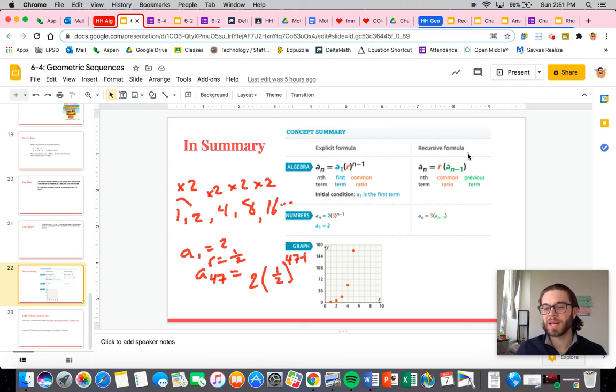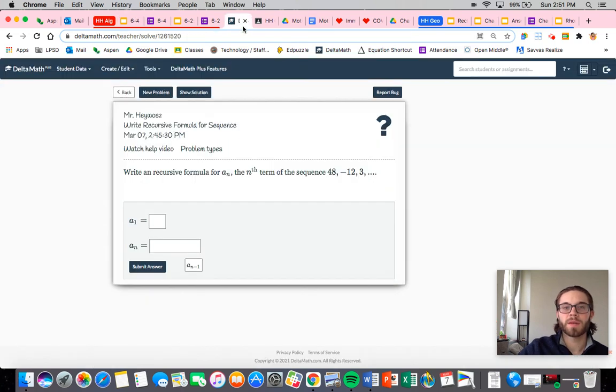You need to know a starting point, and you still need to know the common ratio. All right, so let's do a little bit of practice with these. So if I go over here into Delta Math, we can see I could write the recursive formula for this sequence. First of all, you should verify that your sequence is actually a geometric sequence, because if it's not, then don't use the geometric sequence information.